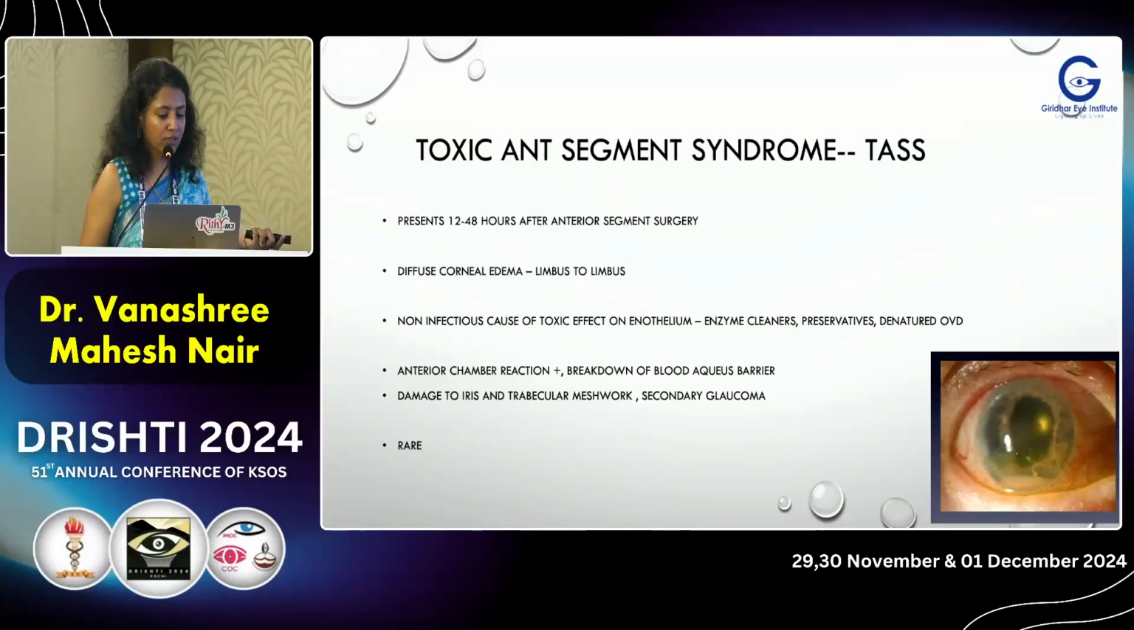Quickly telling about TASS. TASS is a rare thing, but it can cause limbus to limbus edema and inflammation in the anterior segment. It is because of the enzyme cleansers or preservatives, and it is basically a non-infectious cause, but it is very damaging to the eye.